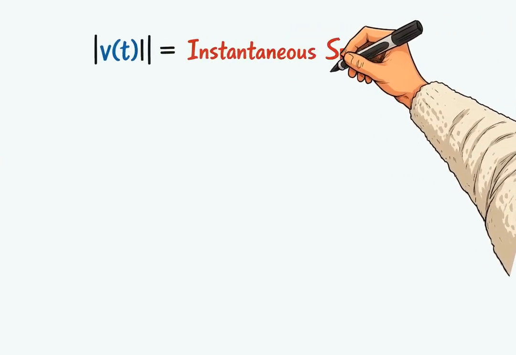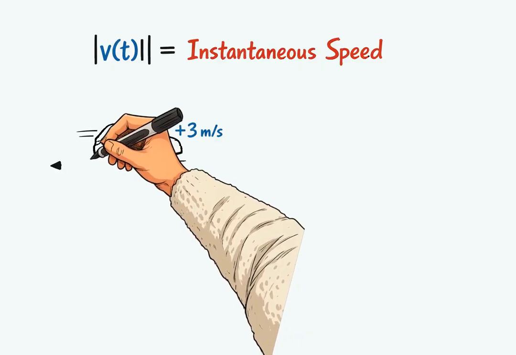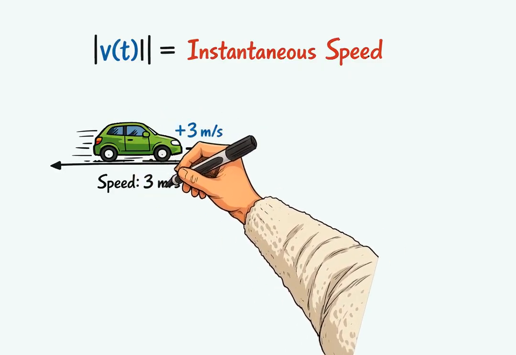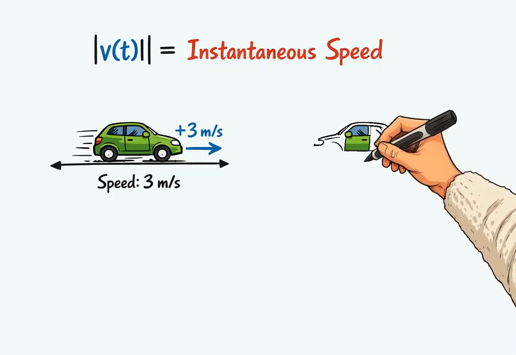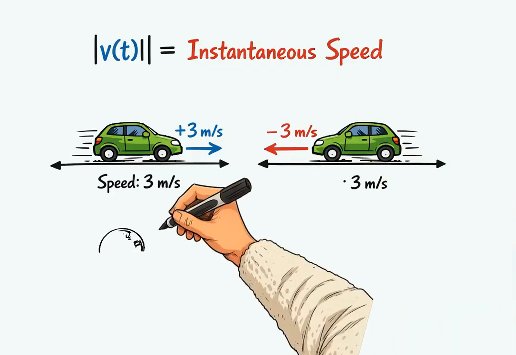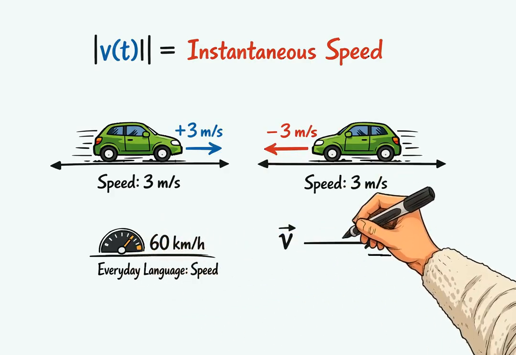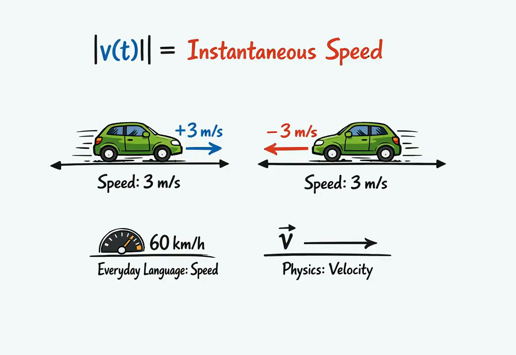Once instantaneous velocity is clear, instantaneous speed is almost anticlimactically simple. Velocity is directional, even in one dimension, so it has a sign. Speed ignores direction and keeps only the magnitude. Instantaneous speed equals the absolute value of v of t. If v of t equals plus 3 meters per second, the speed is 3 meters per second. If v of t equals negative 3 meters per second, the speed is still 3 meters per second. The object is just moving in the opposite direction.